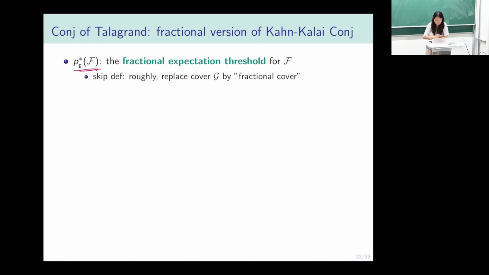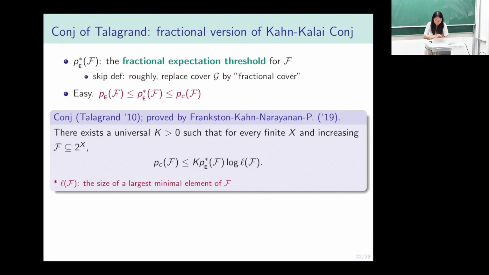That's a rough definition of the fractional expectation threshold. From the definition, it's very easy to see that the fractional expectation threshold is an upper bound on the expectation threshold, and this is one way to get an upper bound on the expectation threshold. And the fractional expectation threshold is still a lower bound on the threshold. A couple of years ago, this was a conjecture of Talagrand, and this was proved by Frankston, Kahn, Narayanan, and myself. So we showed the Kahn-Kalai conjecture, but we replaced the expectation threshold by this fractional expectation threshold.